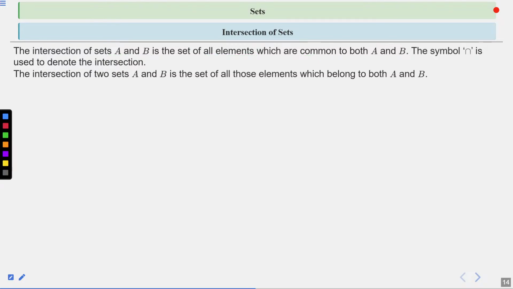The intersection of two sets A and B is the set of all those elements which belong to both A and B. So, here we used the word AND. AND represents what? AND says that your element must be in A as well as in B. We cannot have an element in this set which only belongs to set A or B.